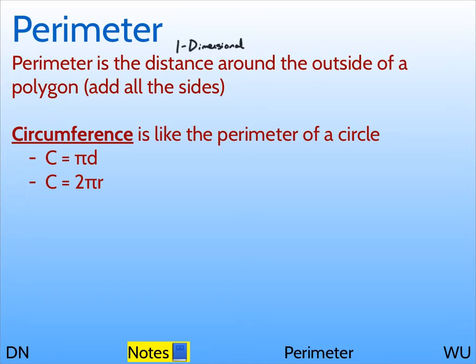But what if it doesn't have any sides? What if it's a circle? If it's a circle, the fancy word for perimeter is basically just circumference. And for circumference, there are two ways to think about it.